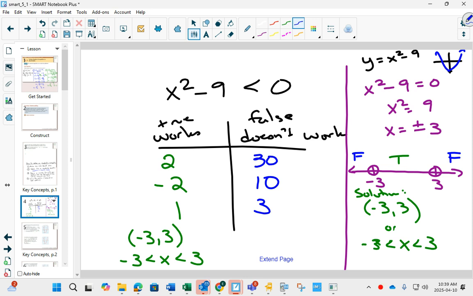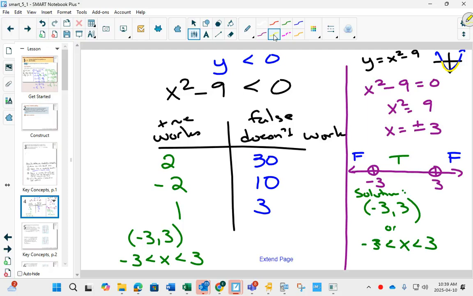When it's asking where is it less than 0, it's like asking, because this is equal to the y, when are my y values less than 0? Can you see on the graph? It's right here, between -3 and 3, because the solutions are the x-intercepts.